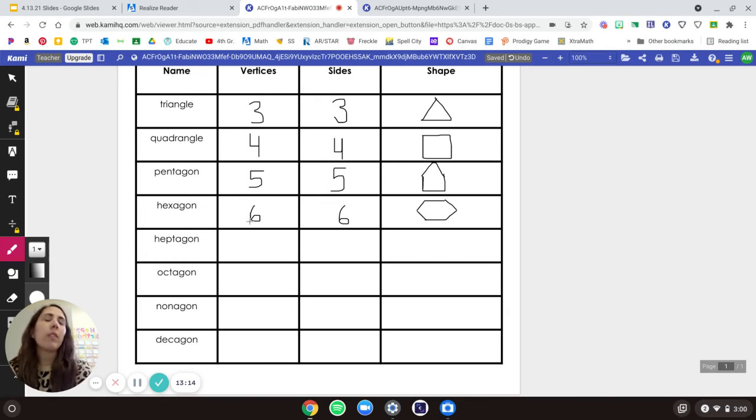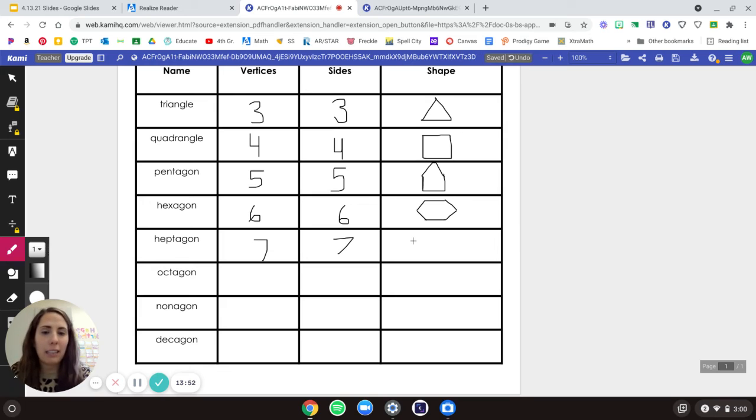Now, mathematicians, we always look for patterns. Do you notice any patterns or anything going on so far? I notice that the number of vertices matches the number of sides. Ooh, and then as we go through our shapes, as we go to a new name, they also go up by 1. So using that pattern, I can infer that a heptagon should have 7 vertices and 7 sides.